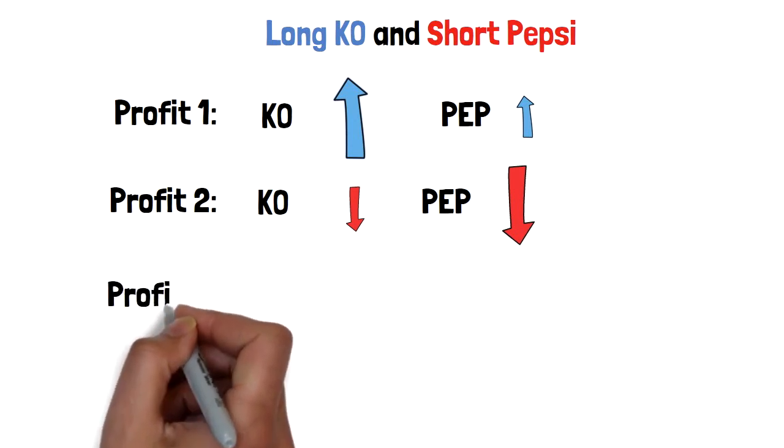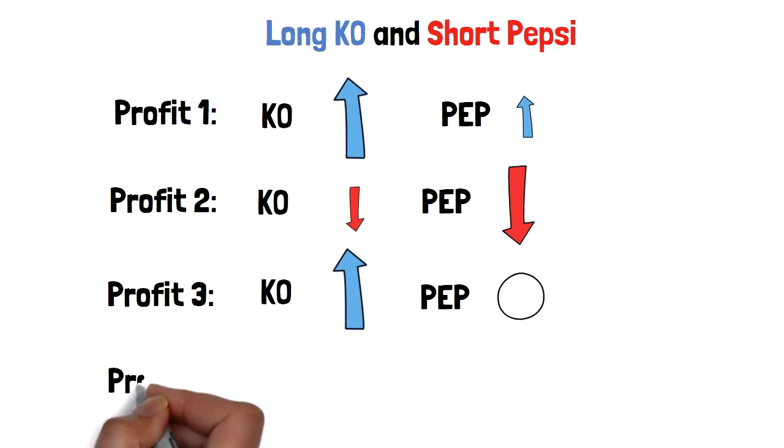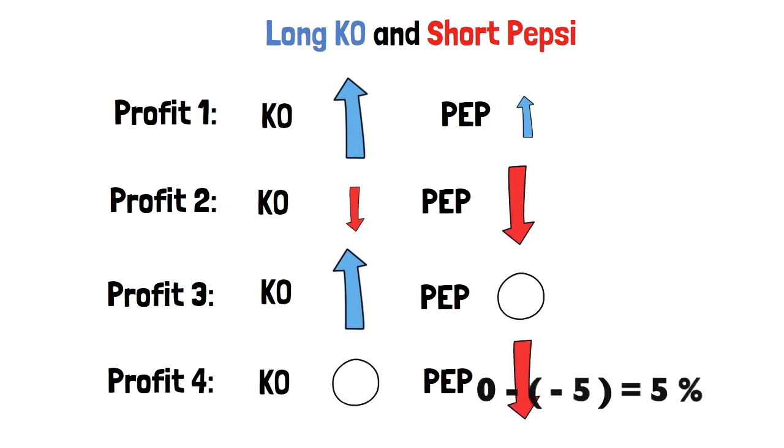Now, profit case number 3 is that Coca-Cola goes crazy up, but Pepsi kind of stays unchanged. Because you're long Coca-Cola, you're still making money on that, and short Pepsi has not realized any losses because it's a constant. Profit case number 4 is that Coca-Cola stays a constant, but Pepsi crashes. Because you're short Pepsi, that position makes money and the long Coca-Cola stays constant.